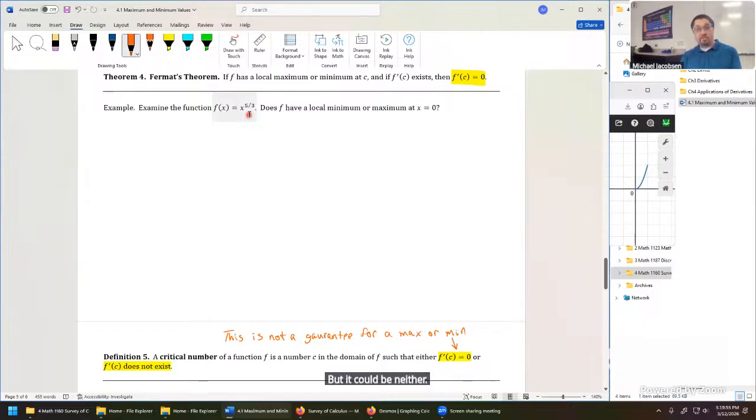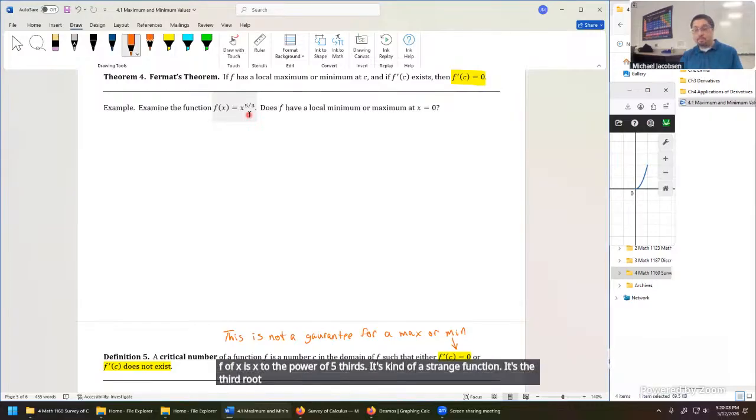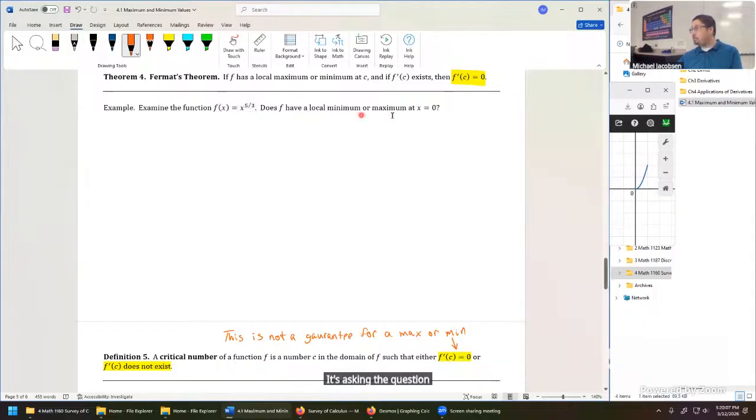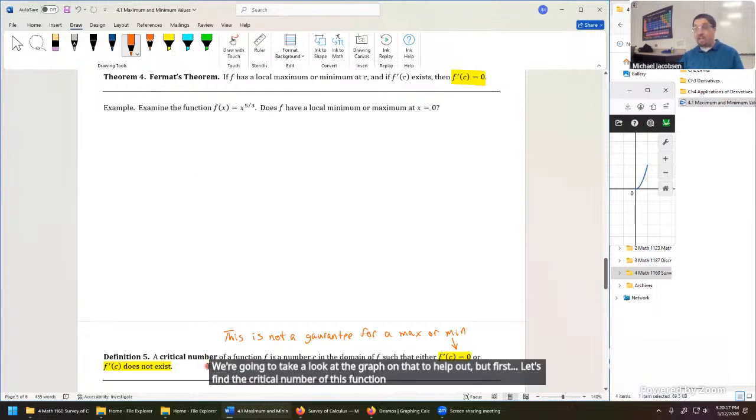And that's what's going on with this function. f of x is x to the power 5/3. It's kind of a strange function. It's the cubic root of x to the power 5. It's asking the question, does f have a local maximum or minimum at x equals 0? We're going to take a look at the graph on that to help out, but first, let's find the critical number of this function, just as a warm-up for that concept.